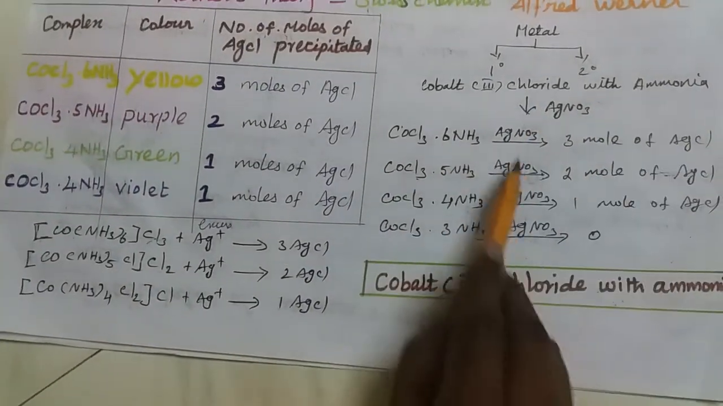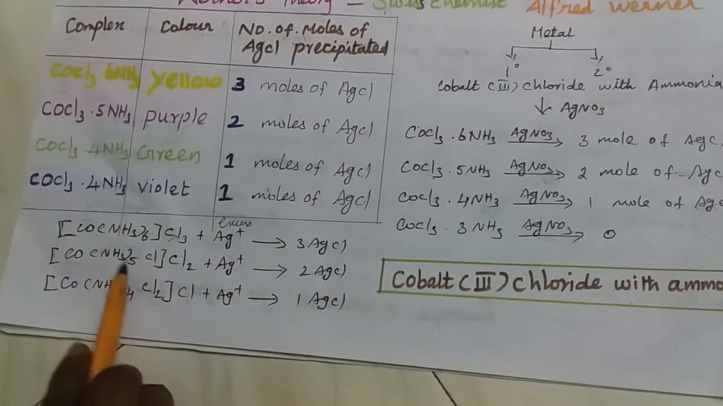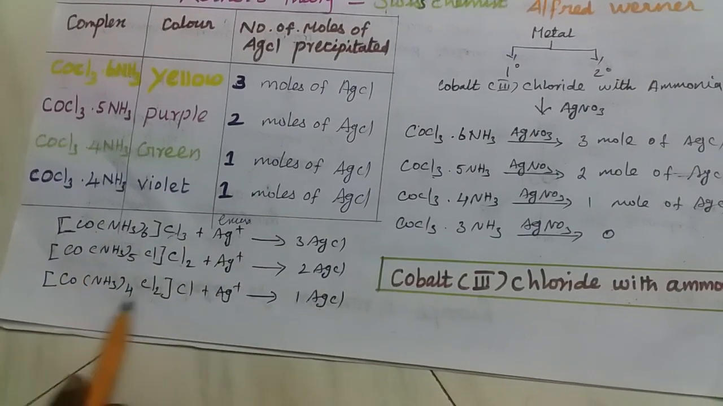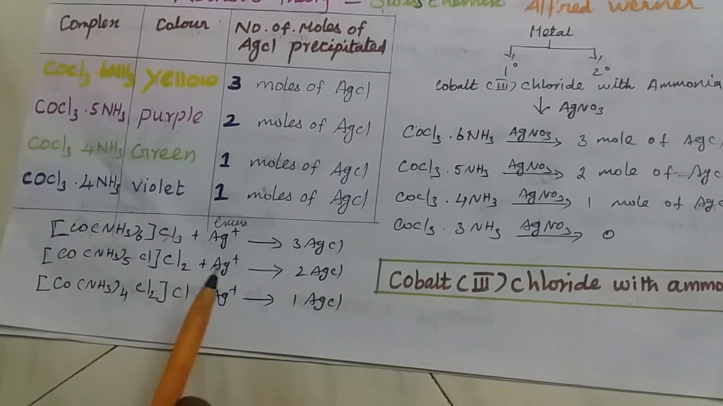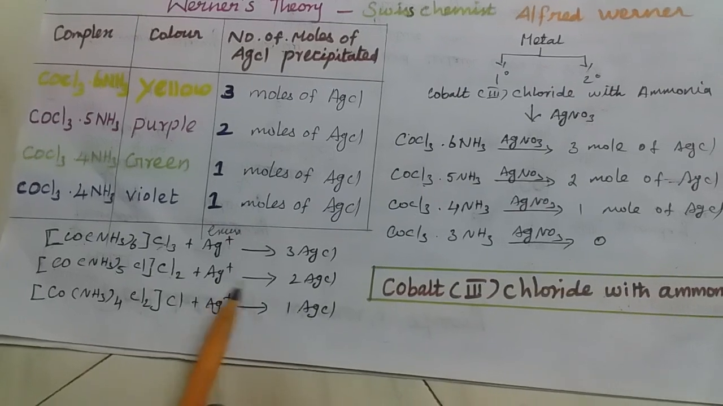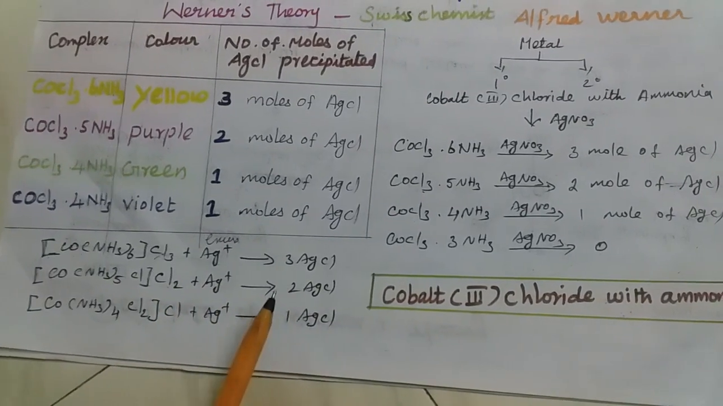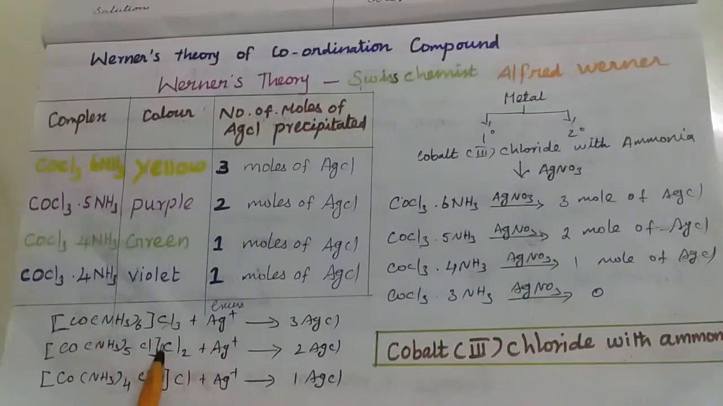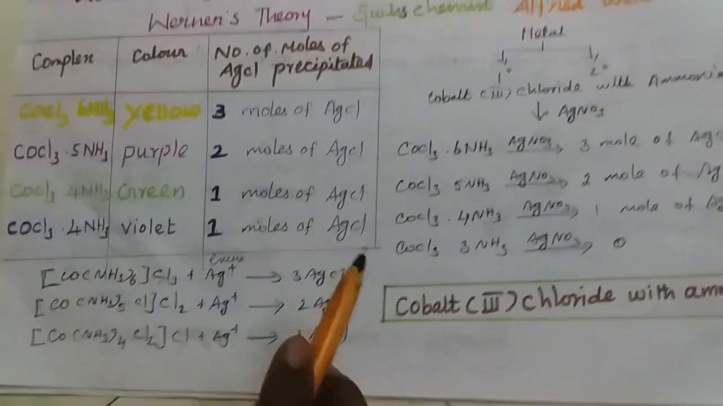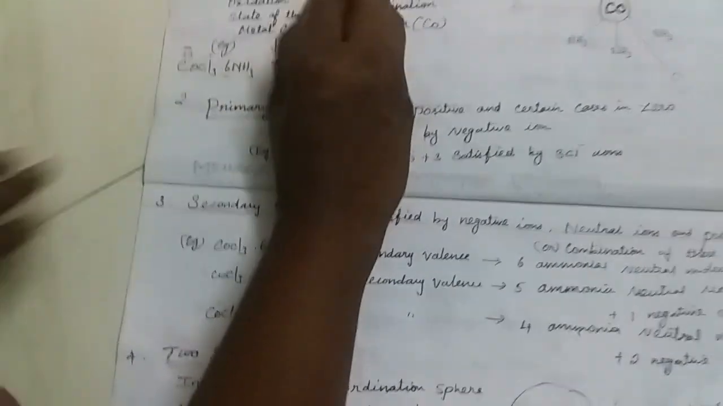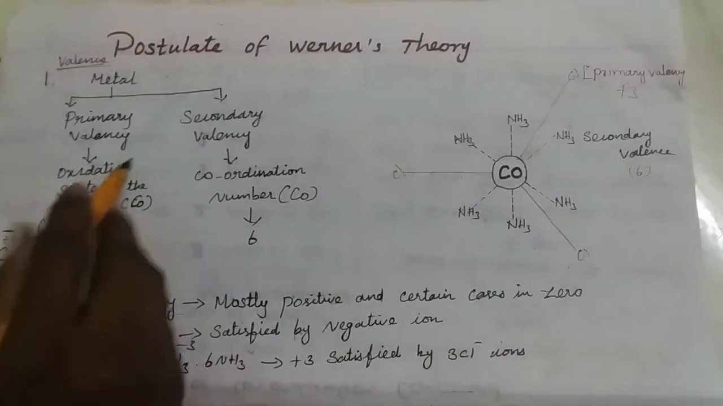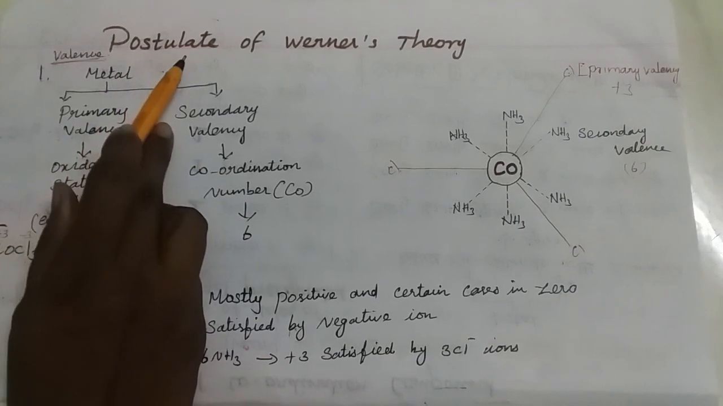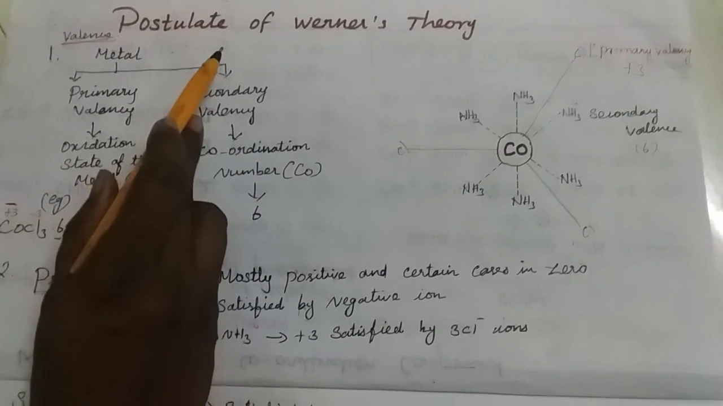Based on these reactions, he derived the structure of coordination compounds like this. He explained why he got different moles of precipitate through the postulates of Werner's theory. I will explain this concept later. Coming to the postulates of Werner's theory, there are 5 postulates.